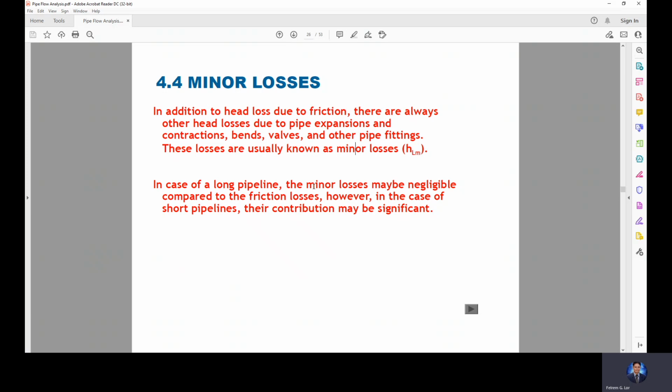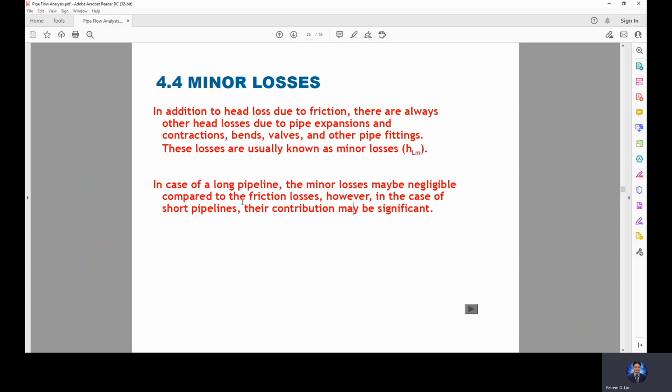So in the case of a long pipeline, minor losses may be negligible. It is negligible if you have, let's say, 1 kilometer or several kilometers, tens and hundreds of kilometers. So minor loss does not matter because it is relatively small compared to the value of our major loss, as we can see later in our example. So for simplicity, sometimes we just neglect it. Okay?